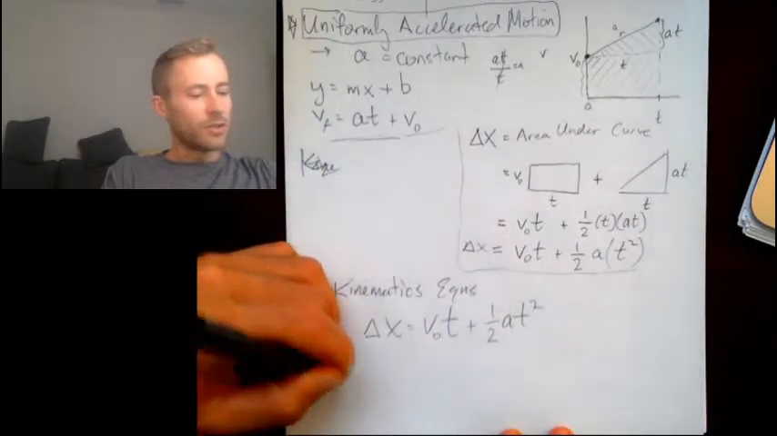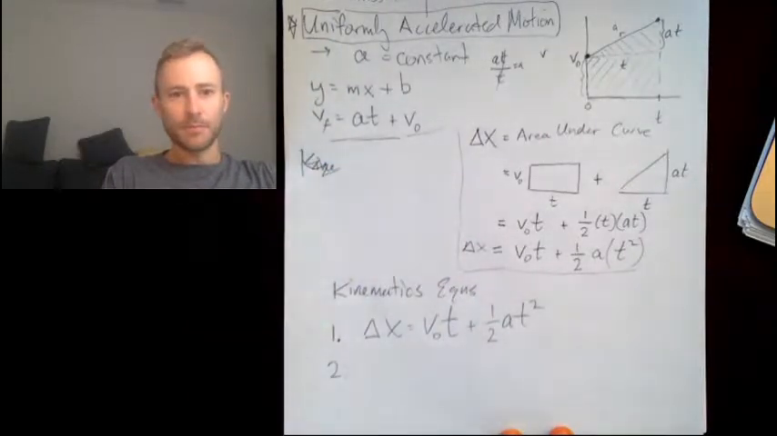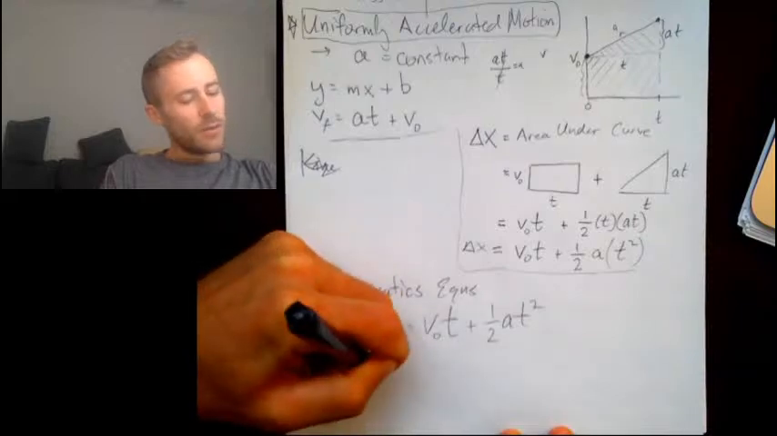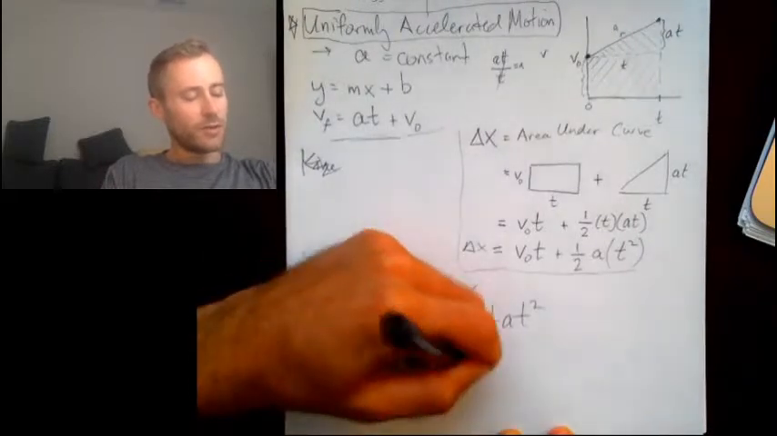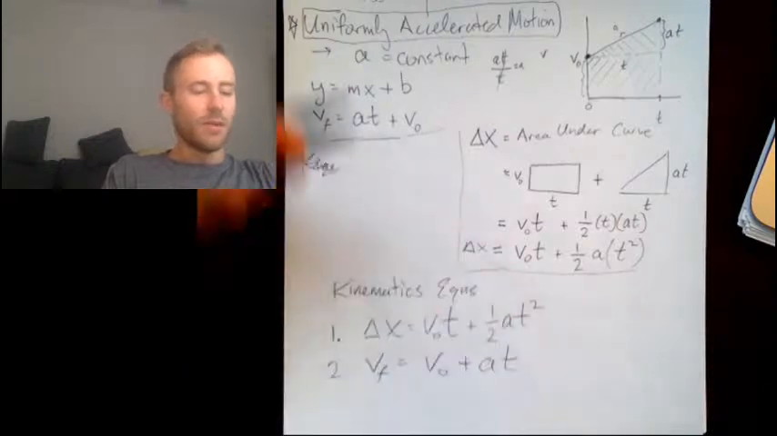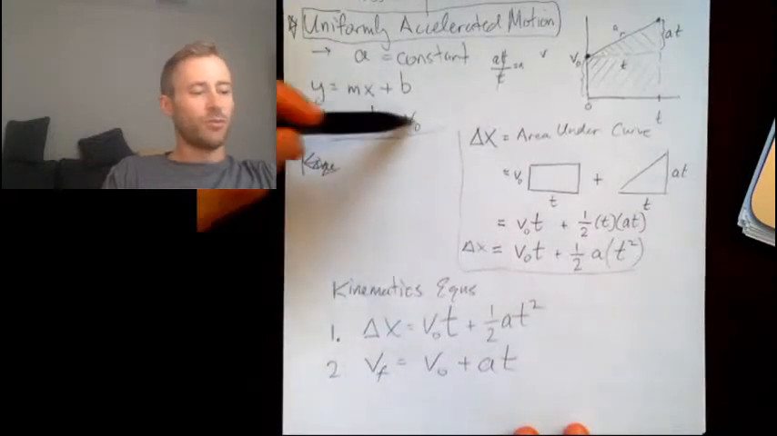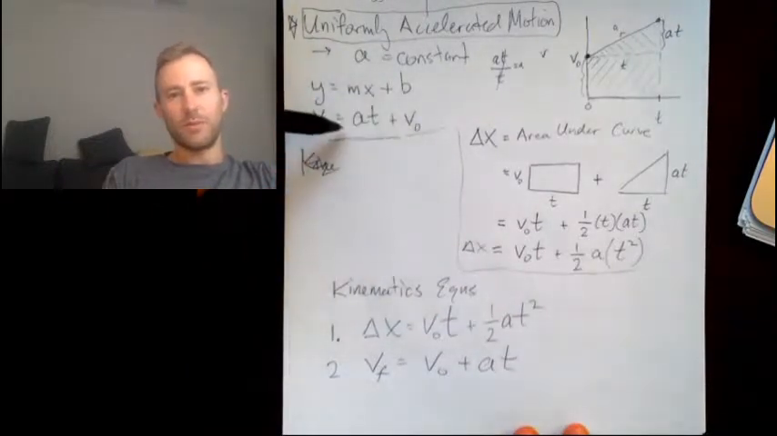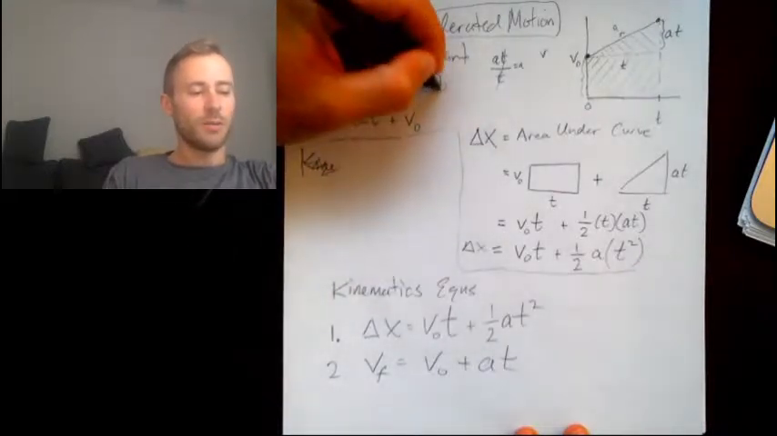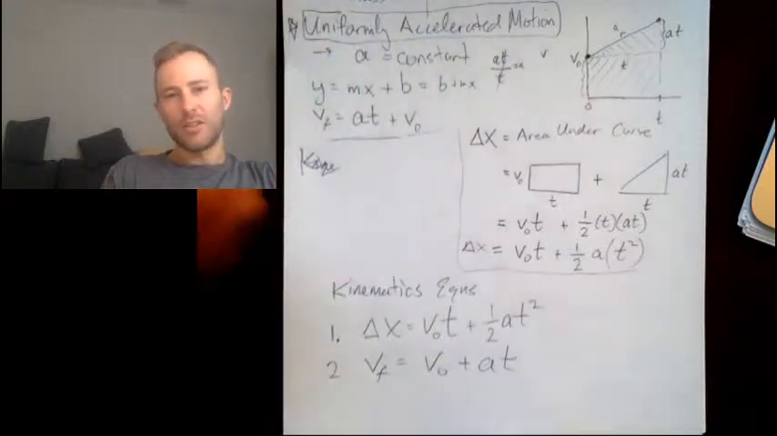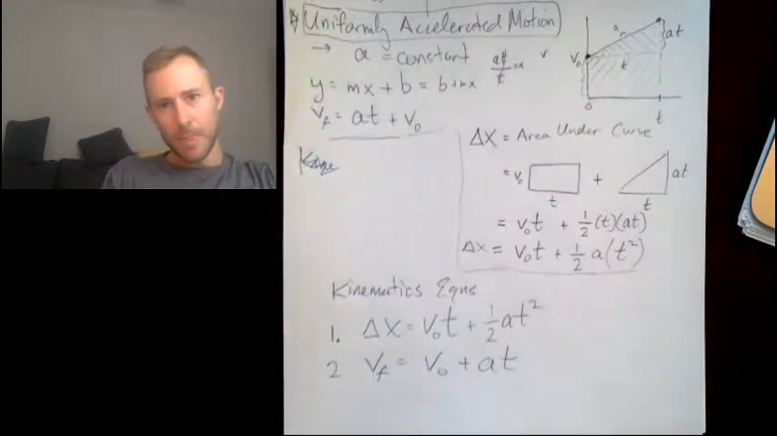The second equation is this one: v final equals v initial plus at. I swapped the location of the y-intercept. I put the y-intercept in front, so it's like I wrote it as y equals b plus mx. That's normally how it's written in physics.